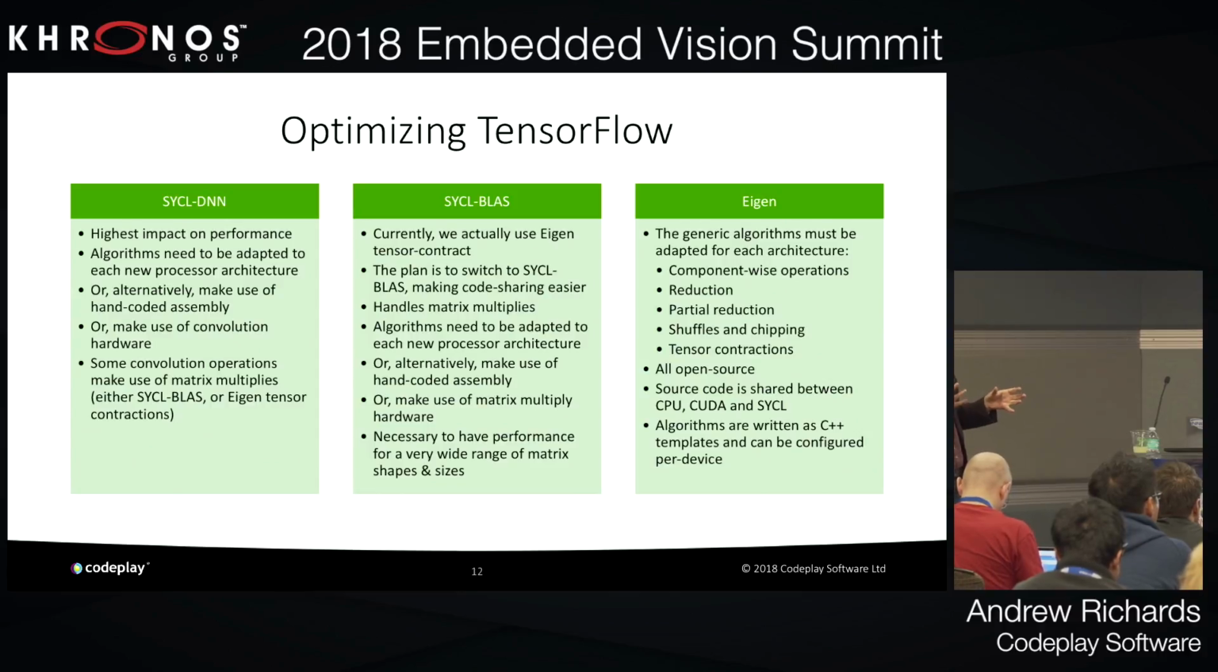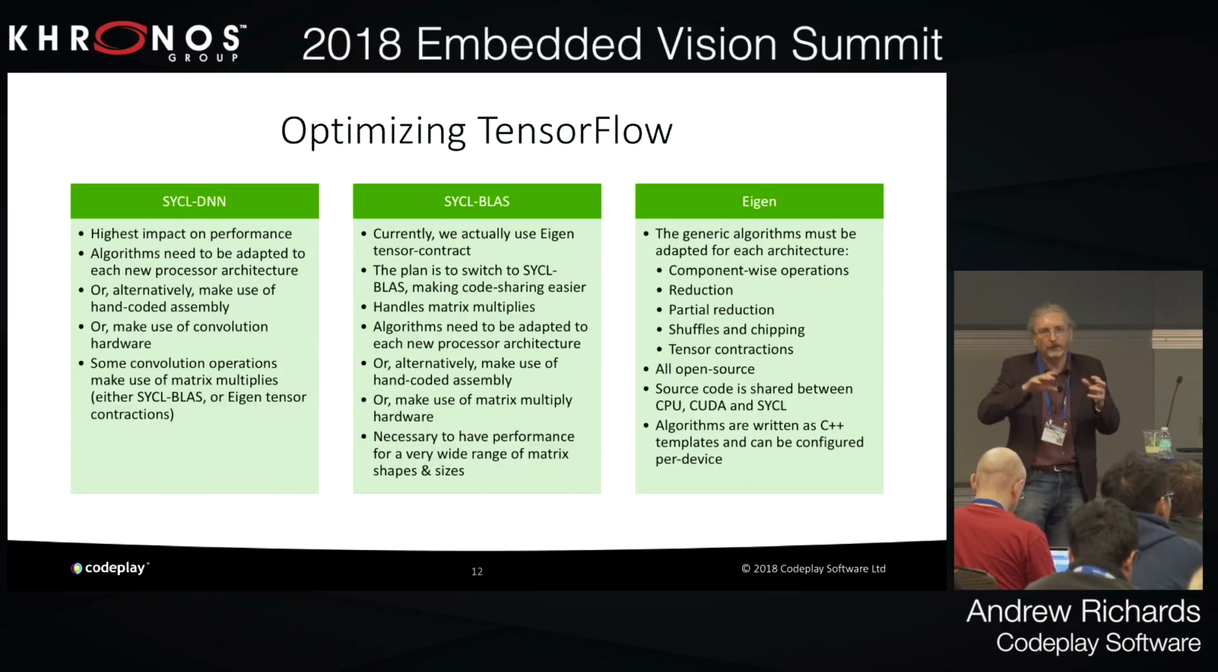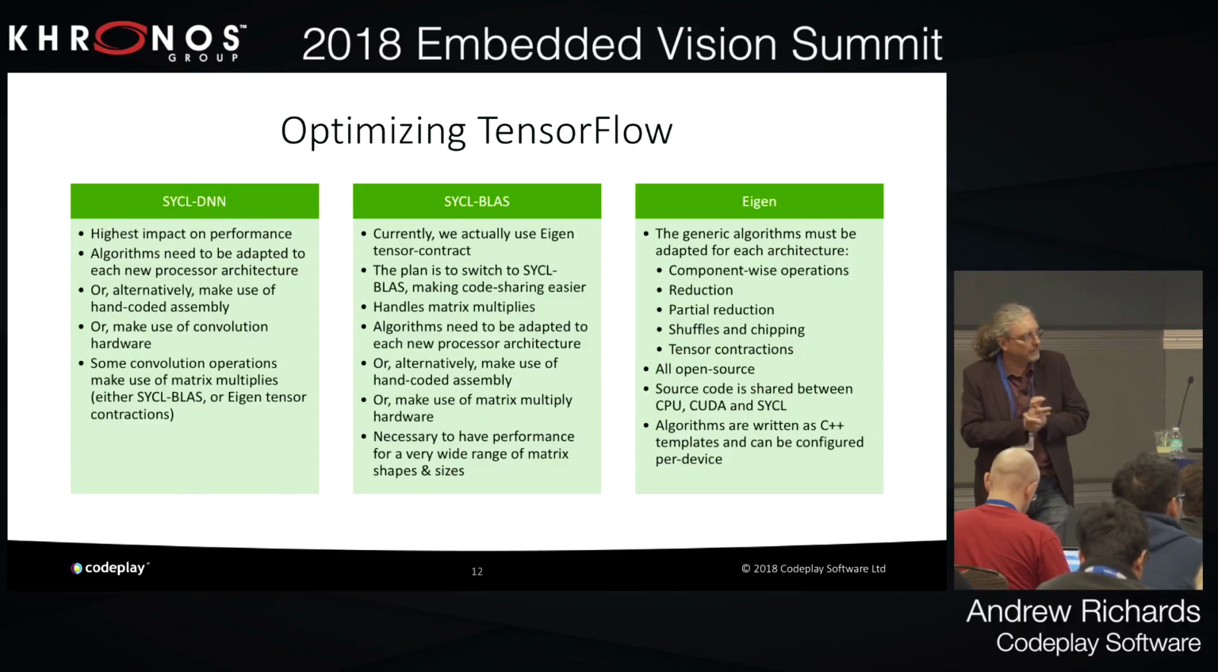Or alternatively, we need to make use of hand-coded assembly. So we need to be able to integrate the kind of hand-coded assembly that NVIDIA's done with cuDNN, but for all of the different sizes and shapes of convolutions. And it does vary extremely. I'm going to show you this.